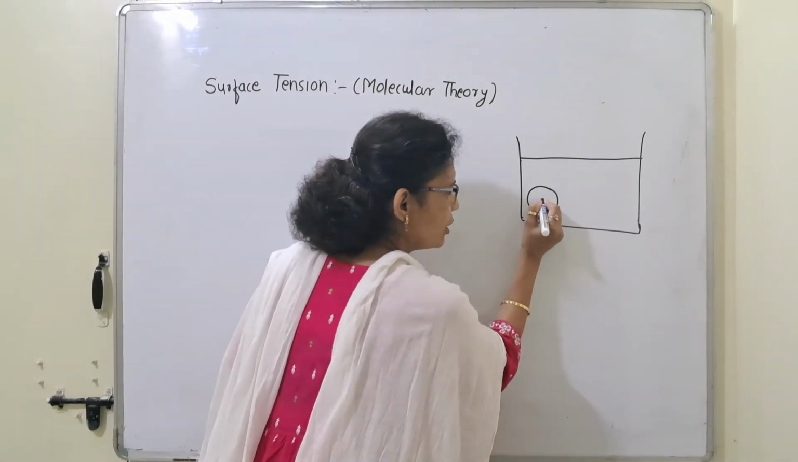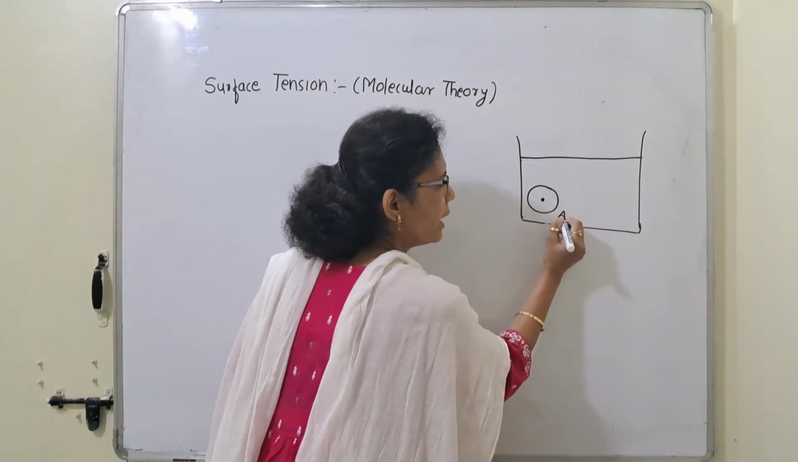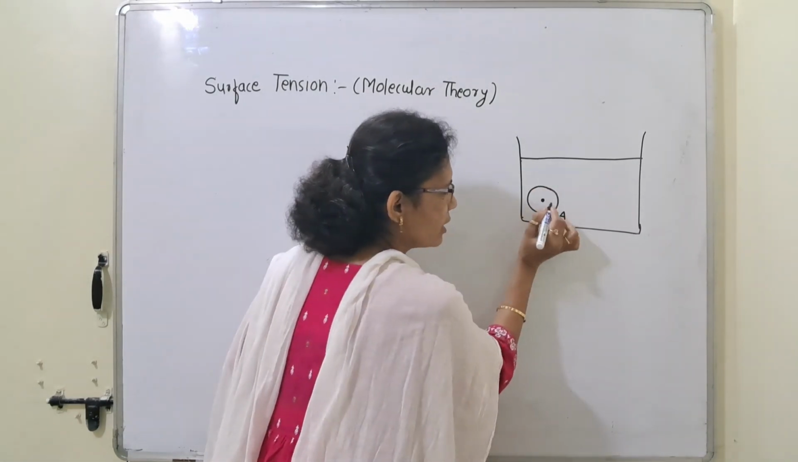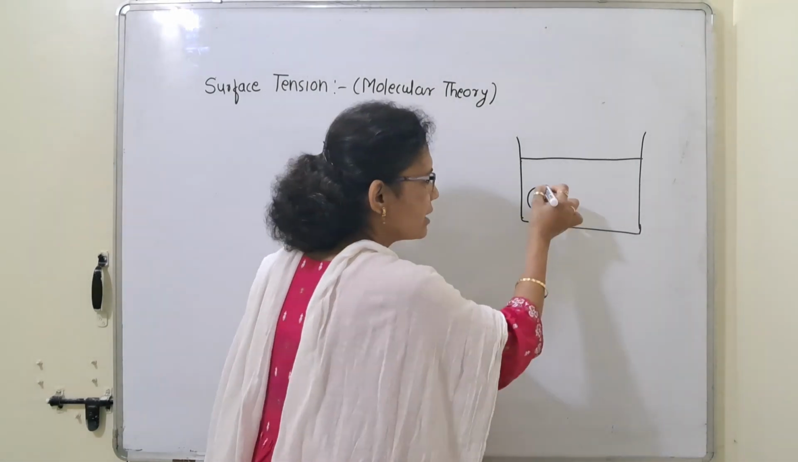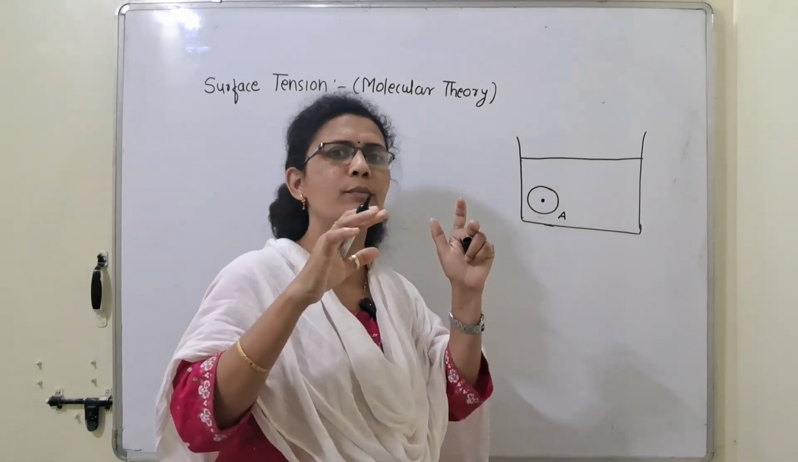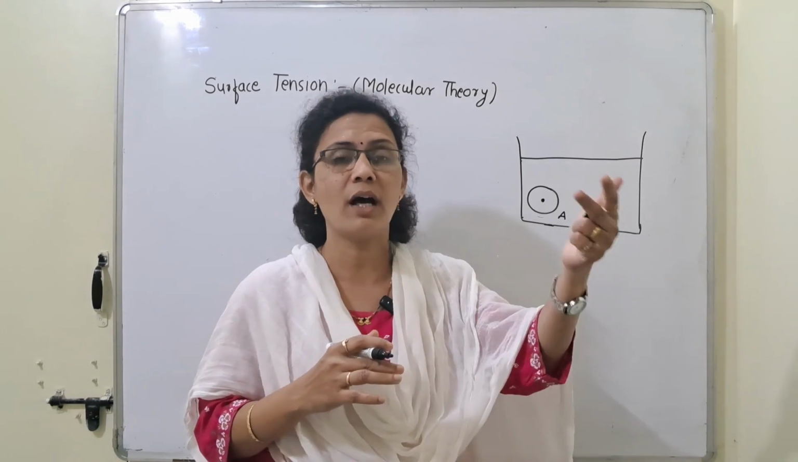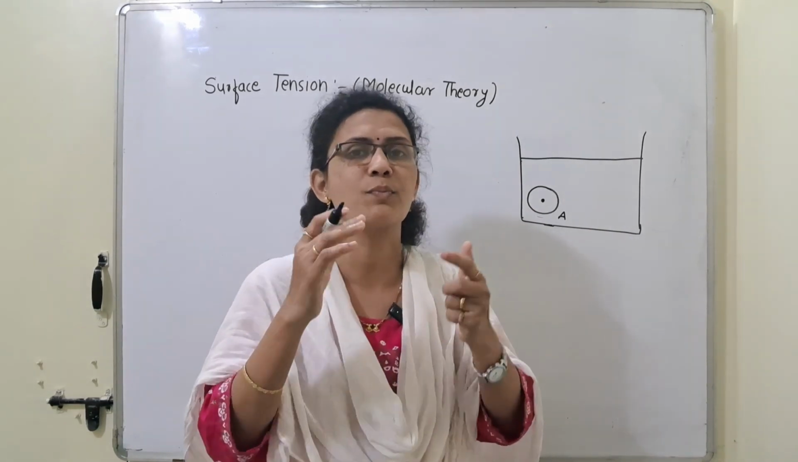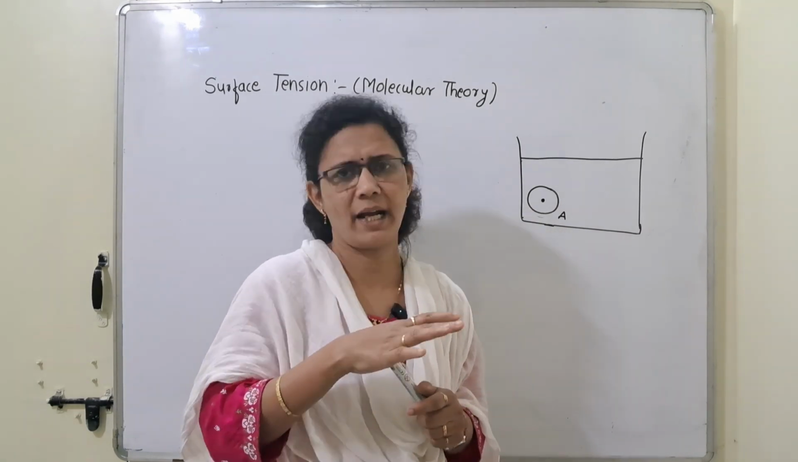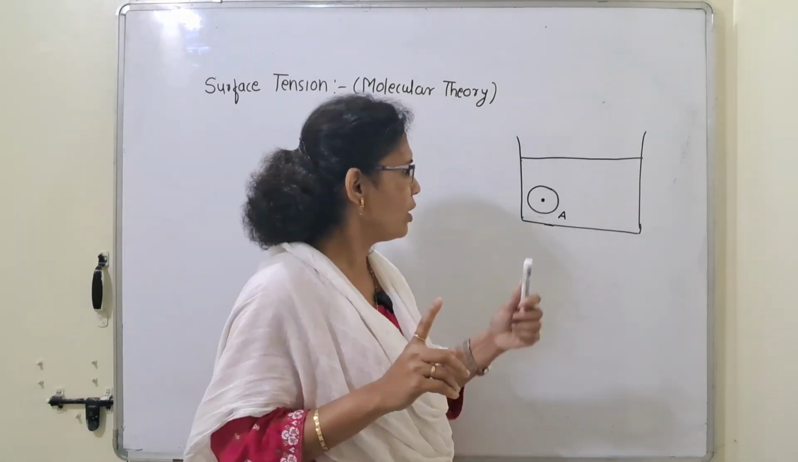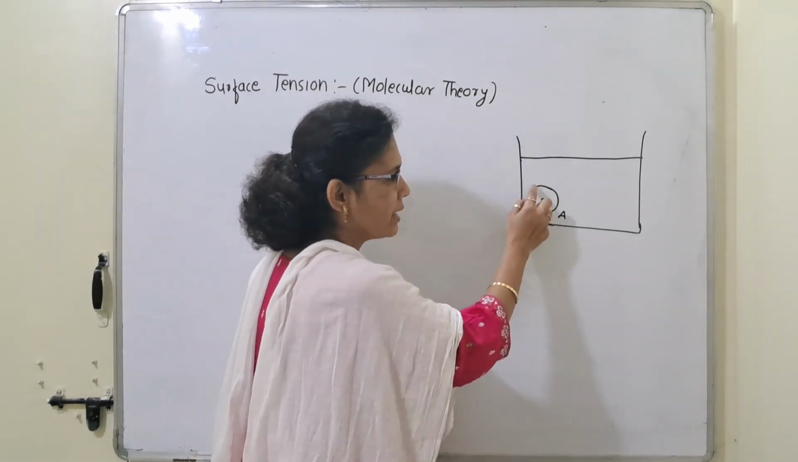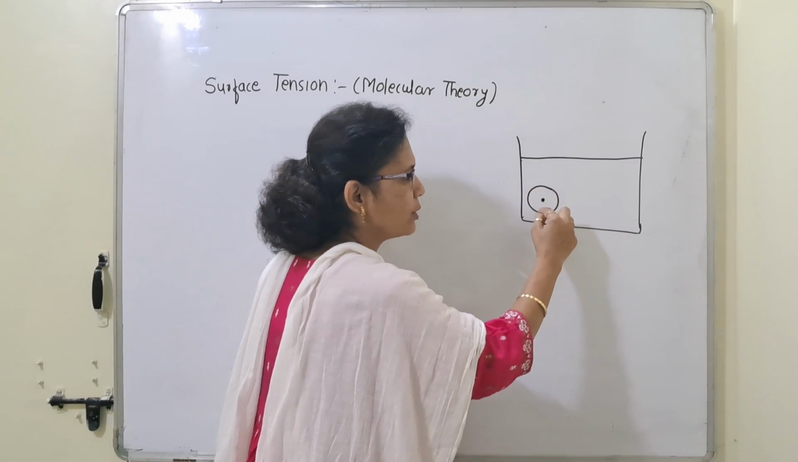See, this center dot is showing molecule A. This is not the molecule. This dot is the molecule A, and this is the sphere of influence, that is the sphere drawn around the molecule, in which if another molecule comes, it will experience a force. Maybe that will be cohesive force, maybe that will be adhesive force.